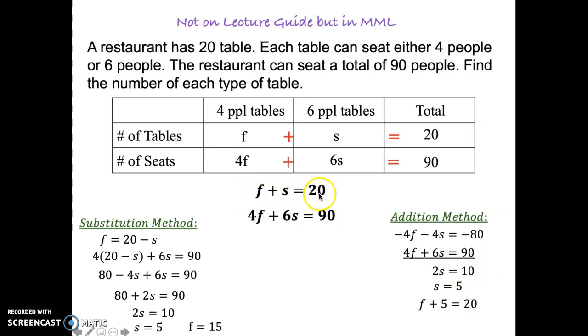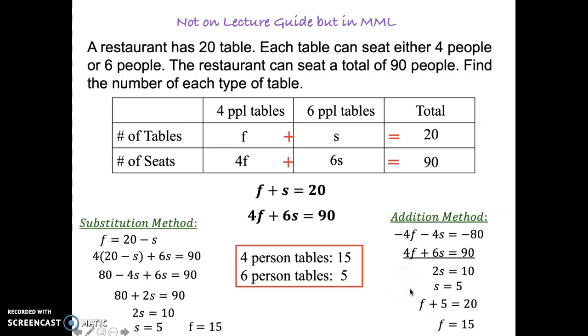Plug that back into the first equation. F has to be 15. So the number of 4-person tables is 15 and the number of 6-person tables is 5. It didn't say which method to use, so you get to pick a method.